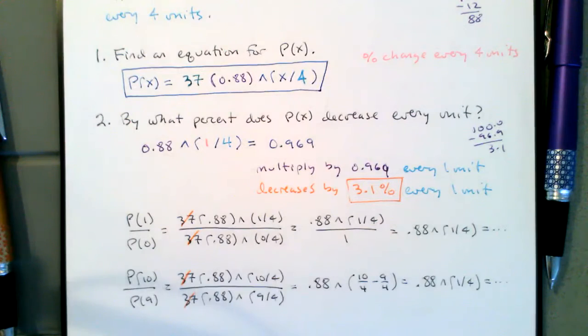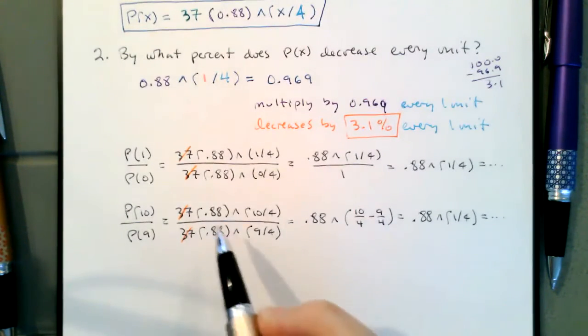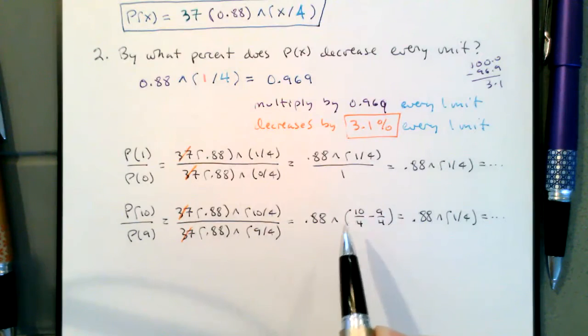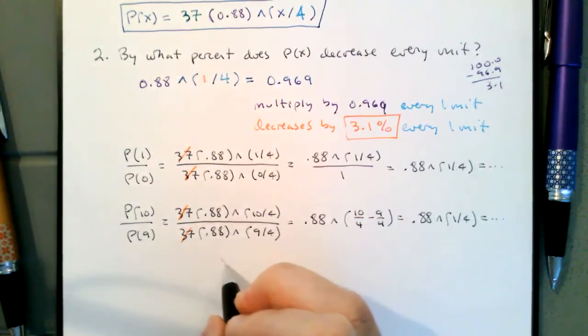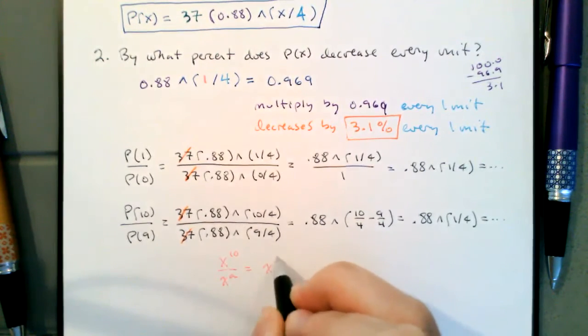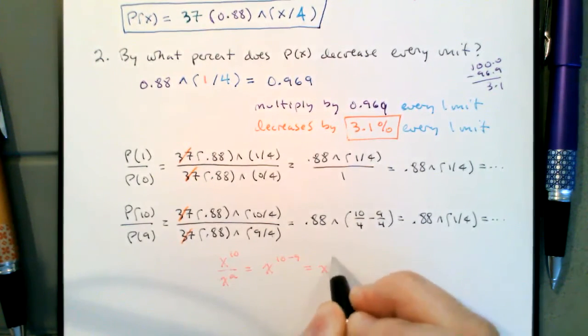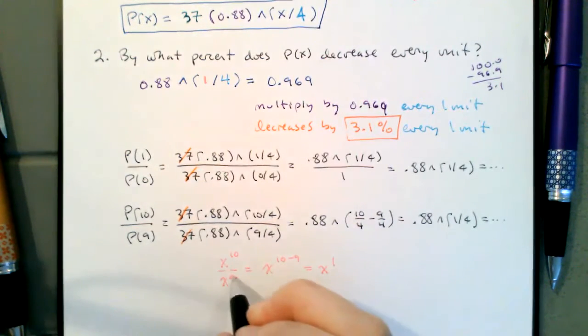It's nice when all the rules are nice and consistent. When we divide things with the same base, we subtract the exponents. This is just like if we had, say, x to the 10th over x to the 9th. That's going to be x to the 10 minus 9, or x to the 1st. When we divide things with the same base, we subtract the exponents.